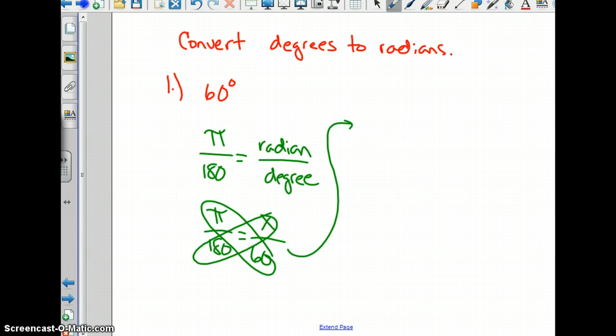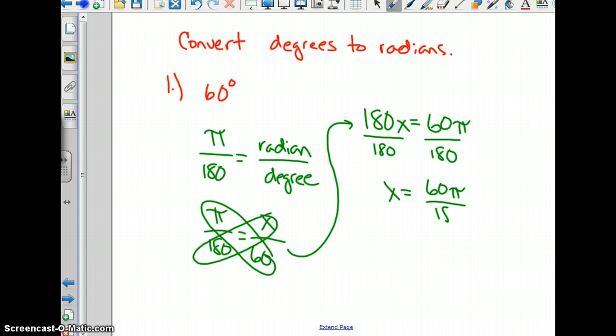So if we do that, multiplying, we get 180x equals 60 pi. Now remember, we're trying to solve for x. That's the radian measure. That's one we don't know. So if we divide by 180, what you end up with, x equals, well, 60 pi over 180. And simply reduce that.